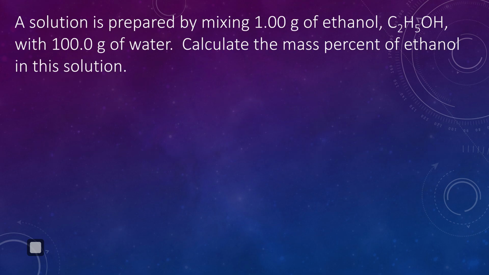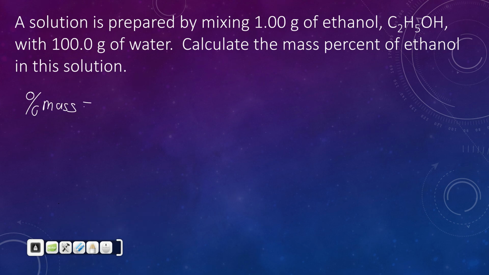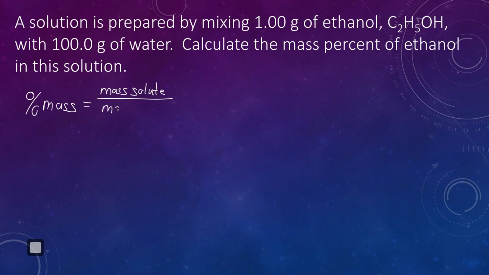So, if we try a couple problems together, okay, it says we have a solution prepared by mixing 1 gram of ethanol and 100 grams of water. So, calculate the mass percent of the solution. So, mass percent, I'm going to change that color so it's a little bit easier for us to see. Mass percent is equal to mass of solute over mass of solution times 100. Okay? So, clearly the biggest mistake I run into is students will go 1 divided by 100 times 100. That's not correct. Okay?